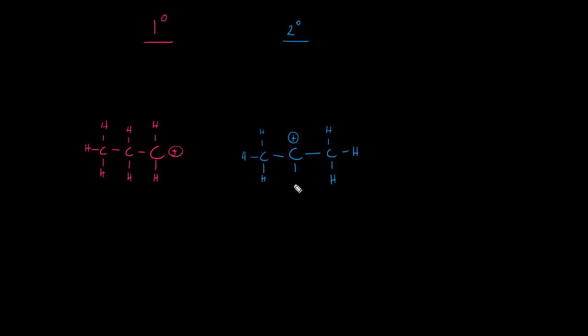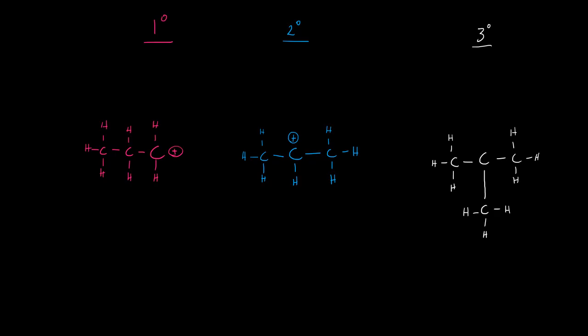And this carbon needs a hydrogen to make it 3 bonds. And then for a tertiary carbocation, we might have that same structure with the CH3 on one side, CH3 on the other, but here instead of a hydrogen, we might have another carbon with 3 hydrogens. So why are they primary, secondary, tertiary?